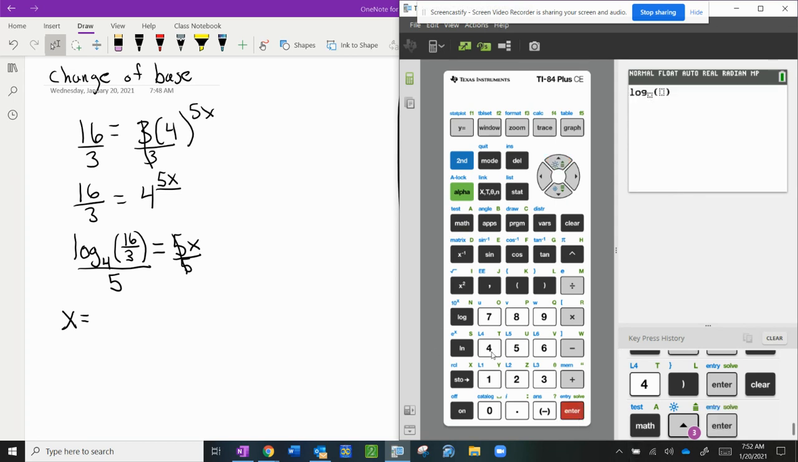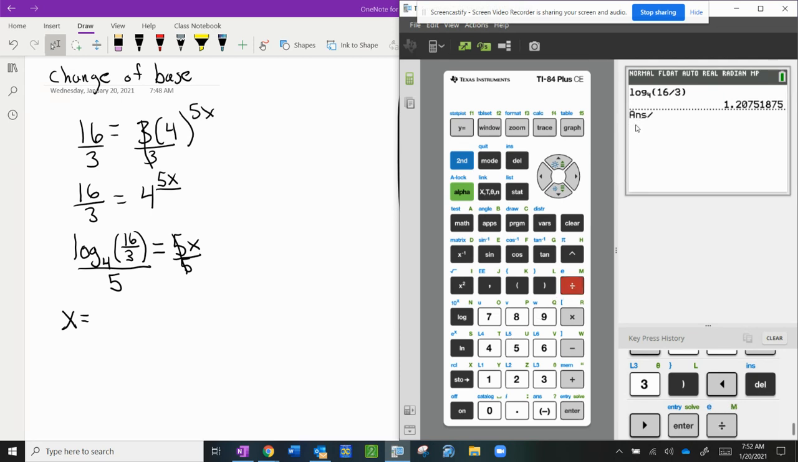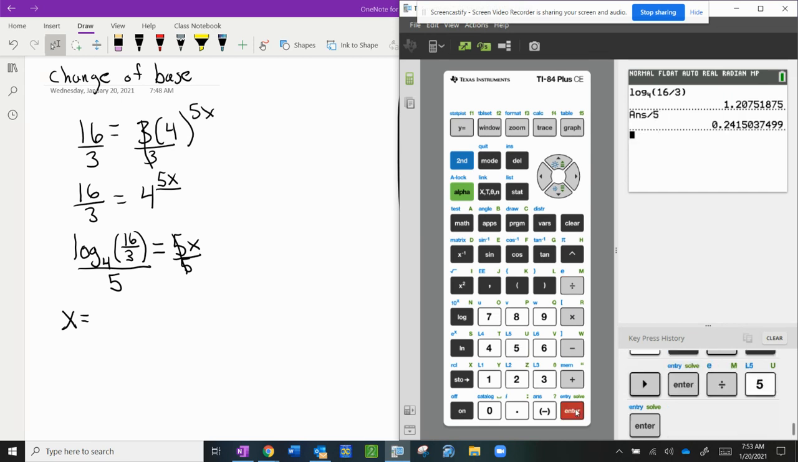I suggest that when you do these, you split them up into pieces on your calculator. So I'm just going to do the log base 4 of 16 divided by 3, and I'm going to hit enter. That's not quite my answer because that all needs to be divided by 4. When you hit the division bar, your calculator is going to put ANS, which is the previous answer with all the decimal points, and I don't have to retype it myself. I'm going to divide by 5, and I'm going to hit enter. And this is my answer.